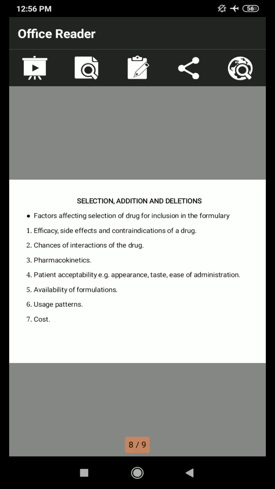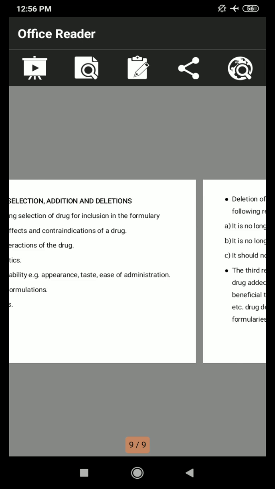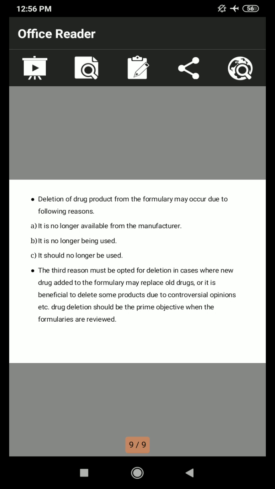The secretary of the P&T committee has to resolve any questions before the committee takes a decision on addition of drugs in the formulary. Then deletion of a drug product from the formulary may occur due to the following reasons. First, it is no longer available from the manufacturer. Second, it is no longer being used, and third, it should no longer be used.